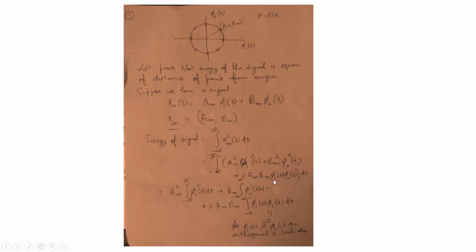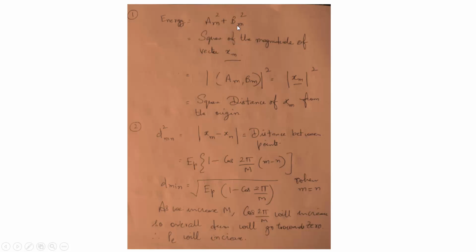Because these two signals are orthogonal to each other, the integral of phi 1(t) phi 2(t) is 0, so the third term will lead to 0, right? If I extract a_m square from the first part and b_m square from the second part, and I know that these are unit energy signals, the integral of phi 1 square(t) from minus infinity to infinity is 1, and in the same way the integral of phi 2 square(t) dt will also be 1. So what is left is a_m square plus b_m square, as phi 1(t) and phi 2(t) are orthogonal to each other. So energy is given by a_m square plus b_m square, which is the square of the magnitude of vector x_m.